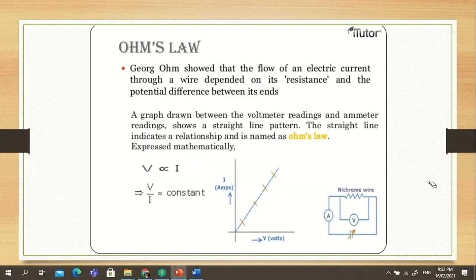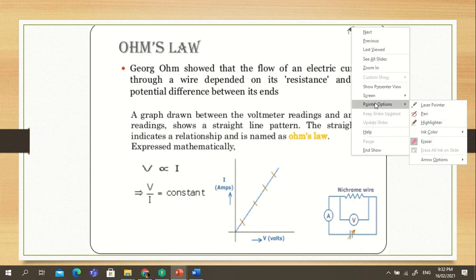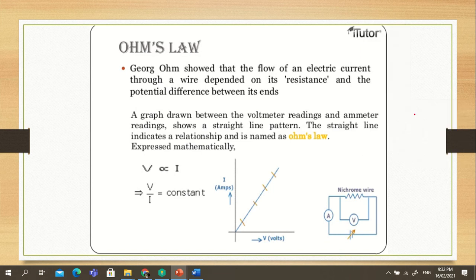George Ohm showed that the flow of an electric current through a wire depended on its resistance and the potential difference between its ends. Typically, in what we have seen a while ago, current flows from negative to positive, or from positive to negative, because the positive charge will be attracted to the negative.